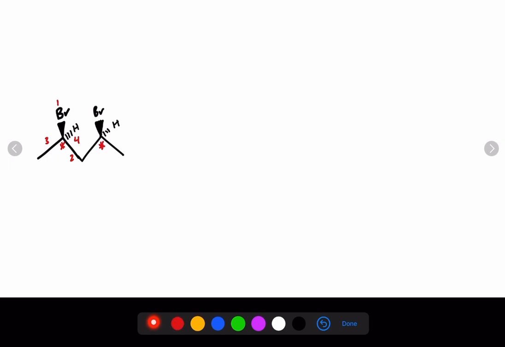The reason that this group gets higher priority over this group is because if you keep going down, this carbon's connected to another carbon, while this carbon is only connected to 3 hydrogens. The fourth group is going away from us, so we can go ahead and find R or S. This looks clockwise, so this is going to be R.